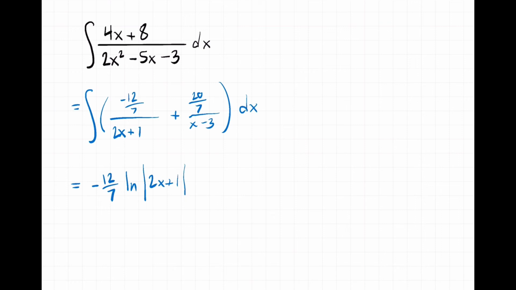Because the u is a linear function of x, it's not very complicated, but you will end up having to divide by the coefficient on the x. So I'm going to divide by 2 or multiply by 1/2, and I'll clean up my coefficients later. Now, plus the next part.